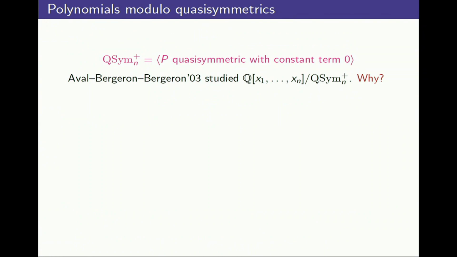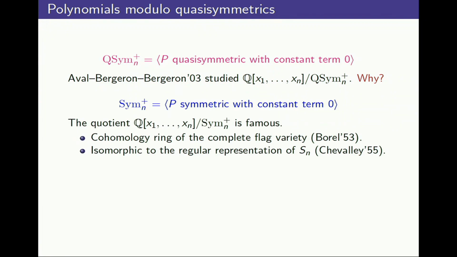All right. So here's my quasisymmetric analog of an ideal you care about when you do Schubert calculus. I'm going to take the ideal generated by quasisymmetric polynomials that have constant term 0. You get some ideal. And this is what Jean-Christophe Aval, Nantel Bergeron and François Bergeron studied in 2003. One could ask, well, why would you do this? Well, this has a famous cousin. This is the ideal of symmetric polynomials.